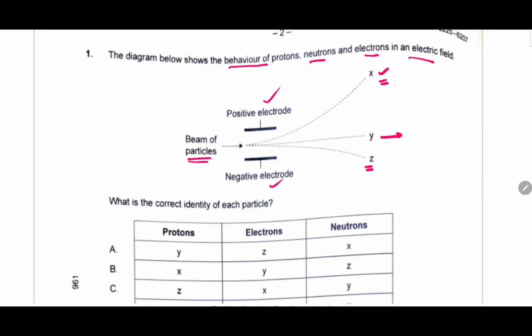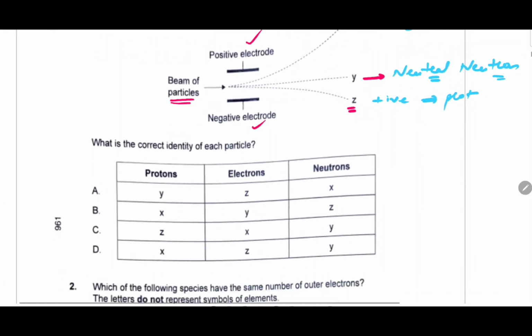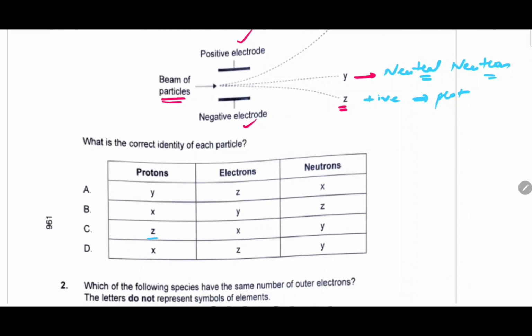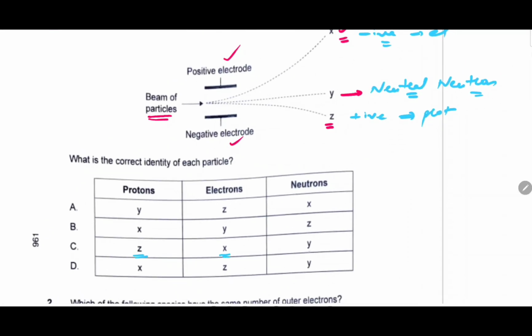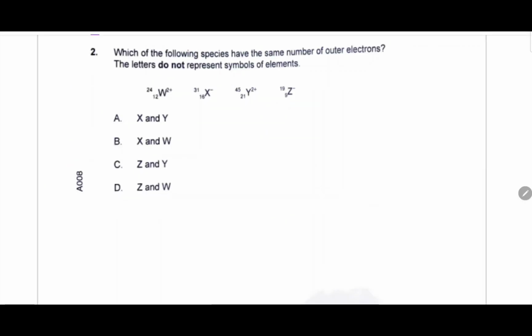Since X is bending towards the positive electrode, it means X should be a negatively charged particle. Z, towards the negative electrode, should be a positively charged particle, and not deflecting, it should be a neutral particle. When it is neutral, it should be a neutron. When it is negatively charged, it should be an electron, and when positively charged, it should be a proton. So we can find out X is electron, Z is proton, and Y is neutron. So this is the correct option. Answer is C.